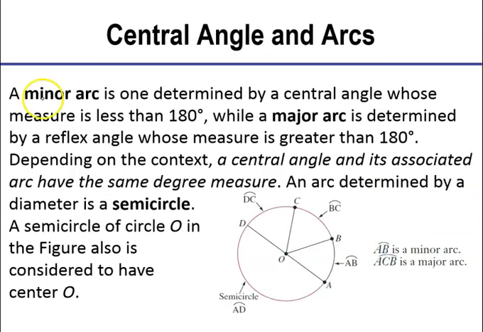More definitions. So we have a minor arc. What is a minor arc? Is one determined by a central angle whose measure is less than 180 degrees. So an example in our picture down here of a minor arc is AB. Notice that angle is less than 180. Remember, 180 is halfway around, okay? While a major arc is determined by a reflex angle. Remember, I just defined that for you, whose measure is greater than 180 degrees.